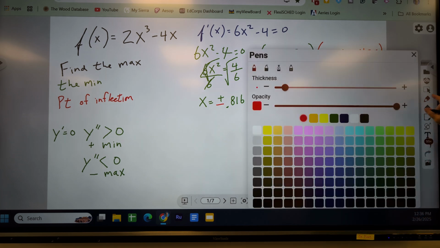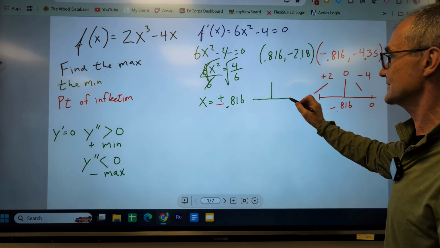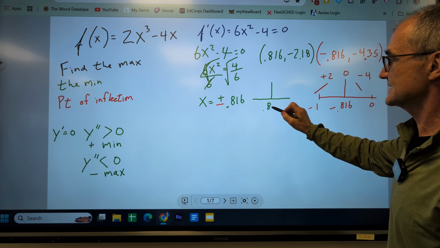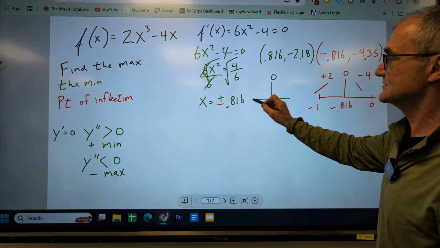Okay, let's do the same thing for the other value. So now right here on my sign diagram, I have 0.816. The slope at that point is 0. Pick a value to the left.